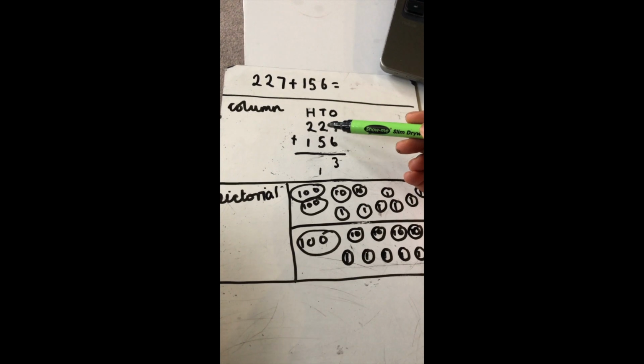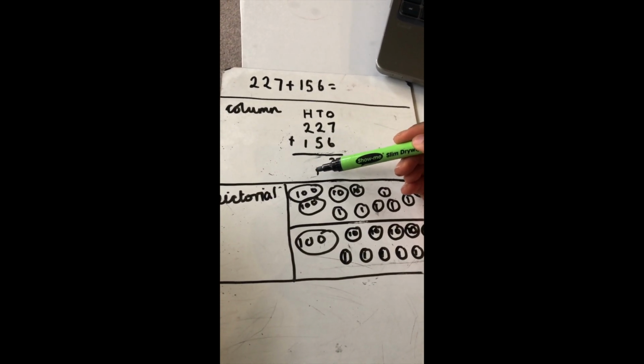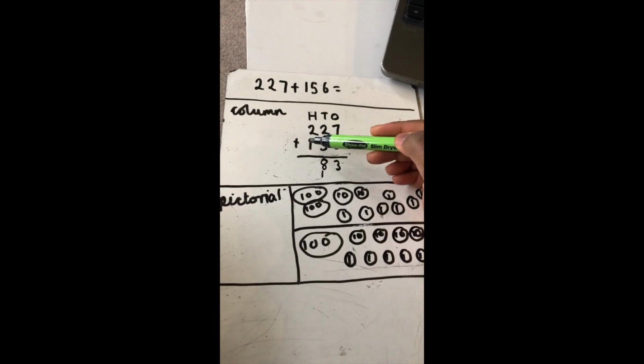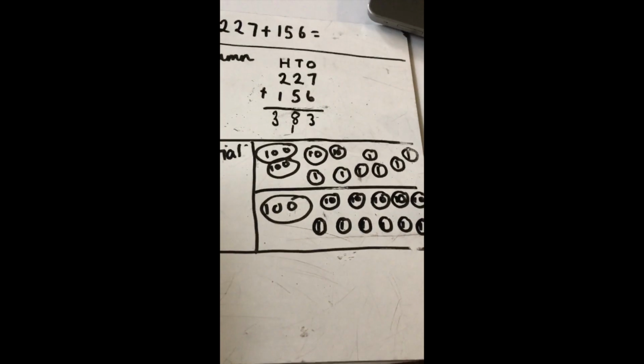Then I'm going to add my tens. 20 add 50 equals 70. Add another 10 equals 80. Then I'm going to add my hundreds. 200 add 100 equals 300. We can also do this pictorially.